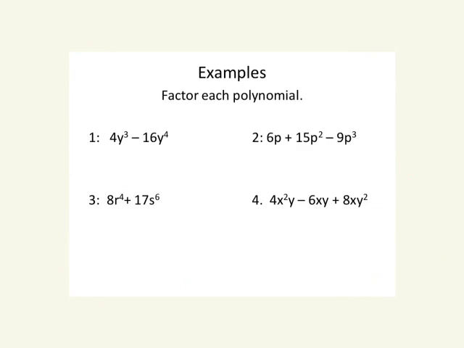So, here we look at some more examples. Number 1. The GCF of the numbers of 4 and 16 is 4. The GCF of the variables is y to the third, because y is common in both terms. Now, I have to decide, what do I have to multiply by 4y to the third to make it equal 4y to the third? Well, that'd just be 1. What times 4y to the third equals 16y to the fourth is 4y.